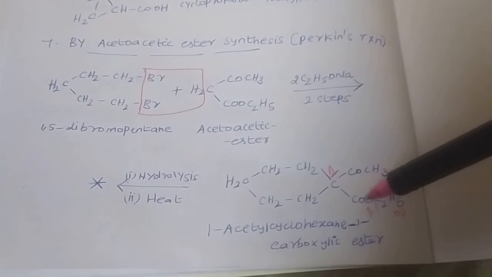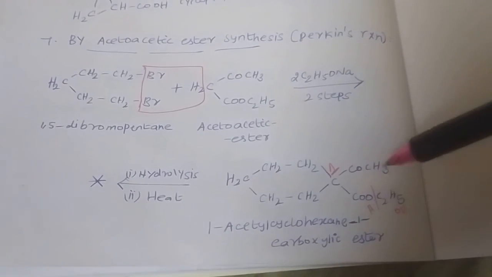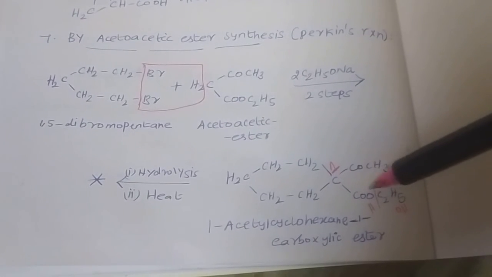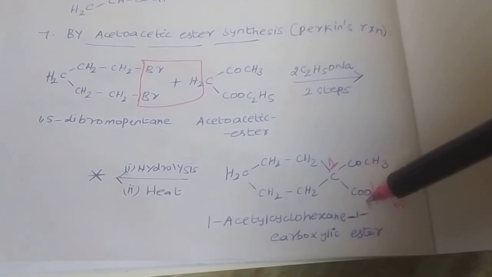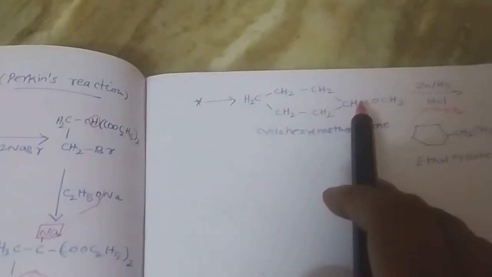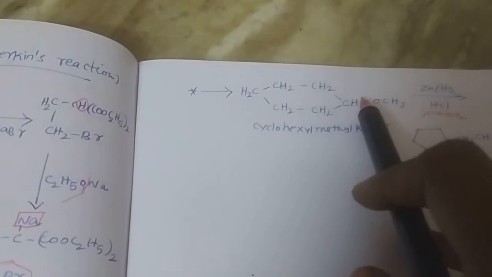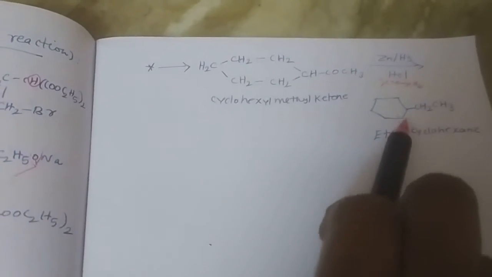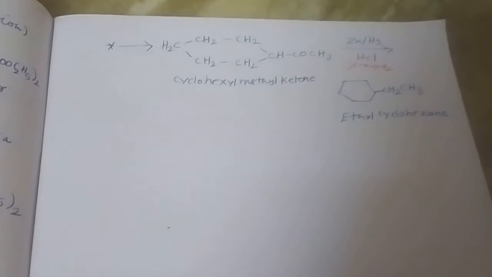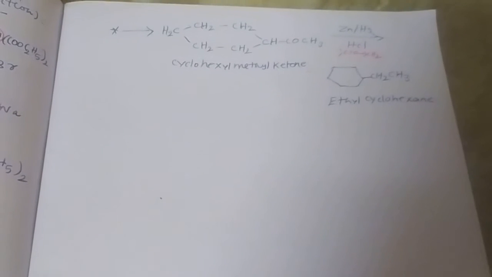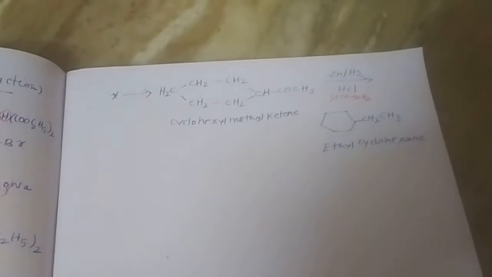This converts to acid, and followed by heating, this CO2 is removed. So this group changes to CH-COCH3. Okay, CH-COCH3, which undergoes Clemmensen reduction. This CO converts to CH2. So you get ethyl cyclohexane. These are the general methods of preparation of alicyclic compounds. Thank you.